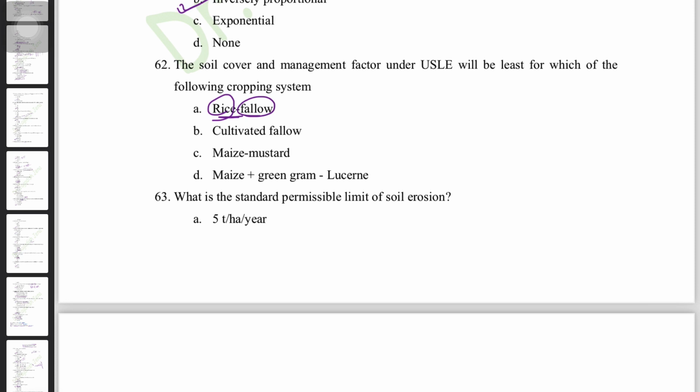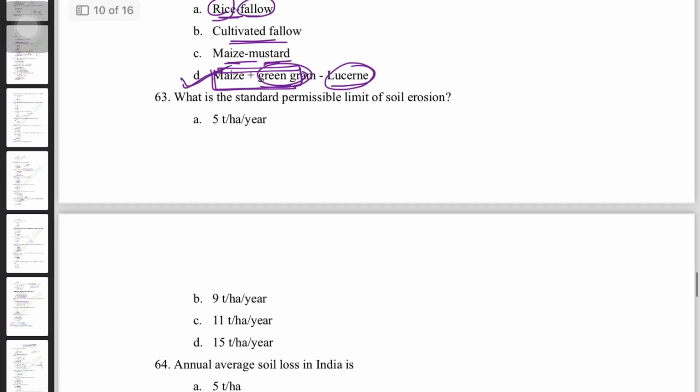See, rice fallow, you are planting rice and then leaving fallow, so more soil will erode. Cultivated fallow, you are cultivating and leaving it as such, then more soil will erode. Maize followed by mustard, erosion permitting crops, so more soil will erode. But maize plus green gram means you are intercropping green gram in maize, so the soil is not exposed as much. Then you are planting lucerne as well, a leguminous fodder crop, so it will also protect the soil from erosion. So here the soil cover and management factor will be least.